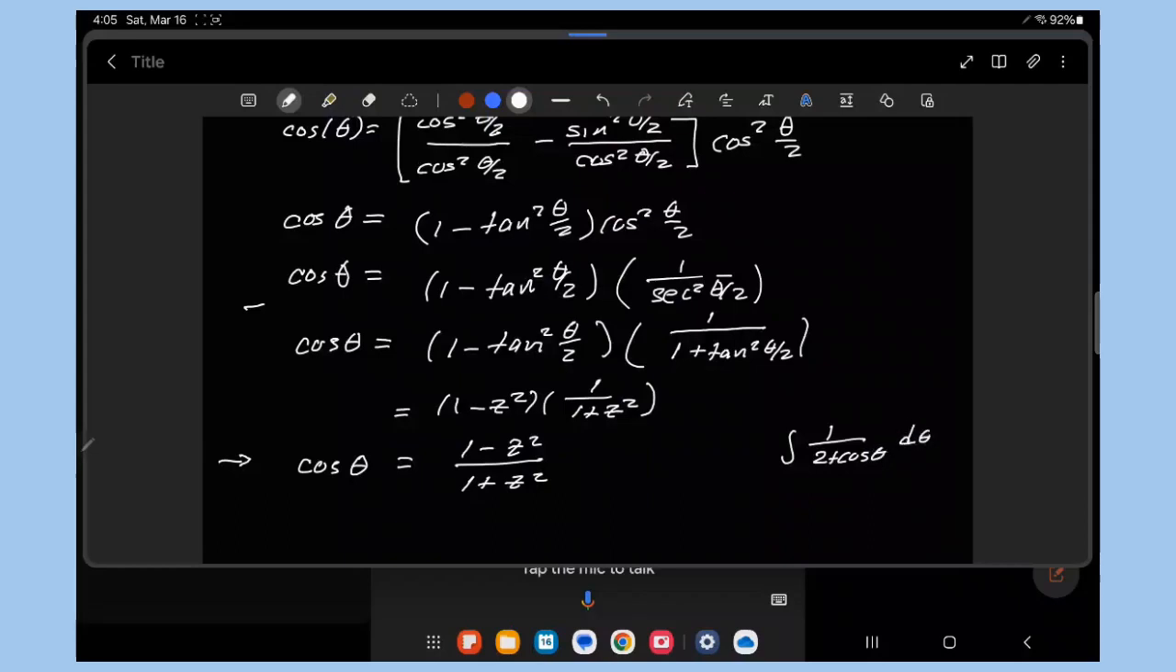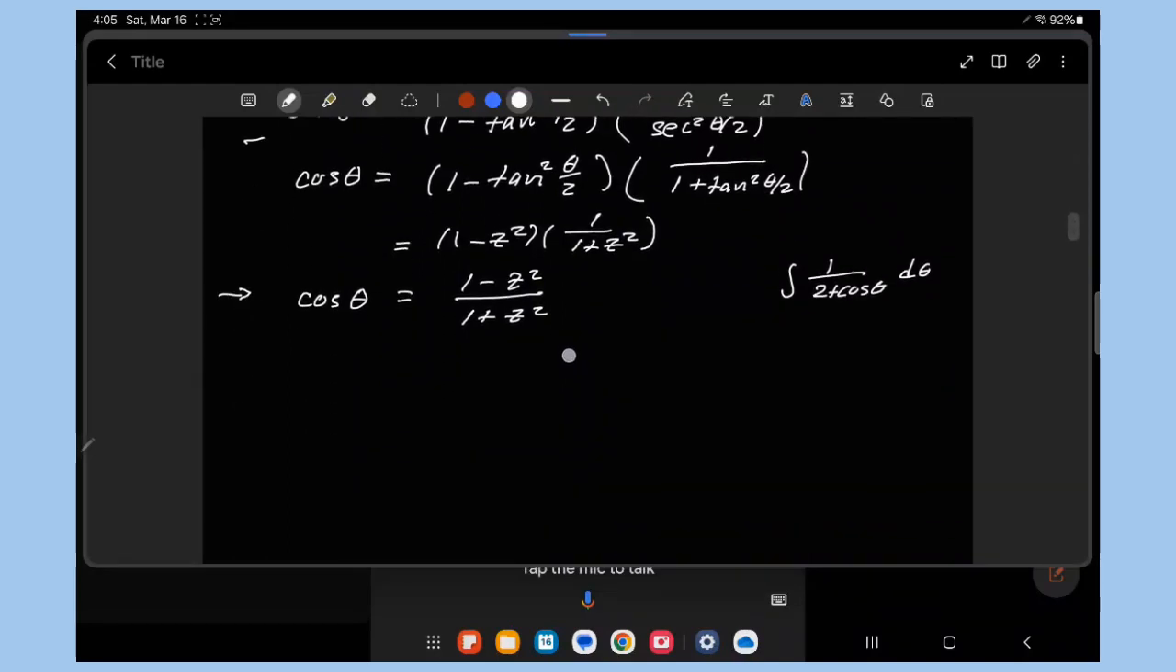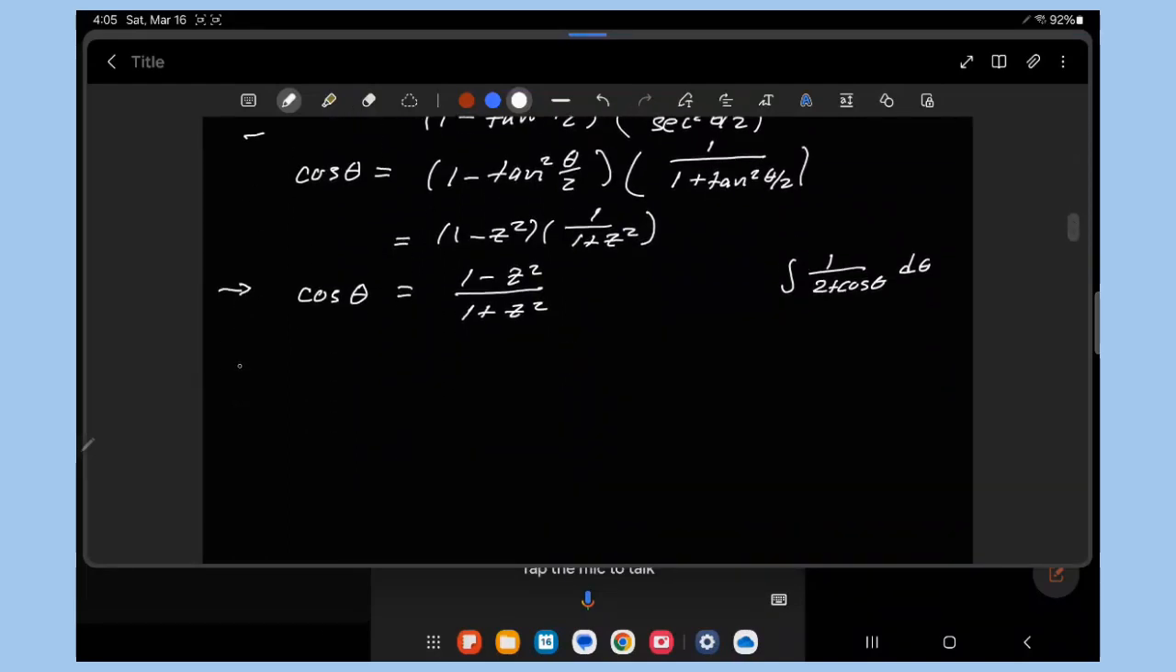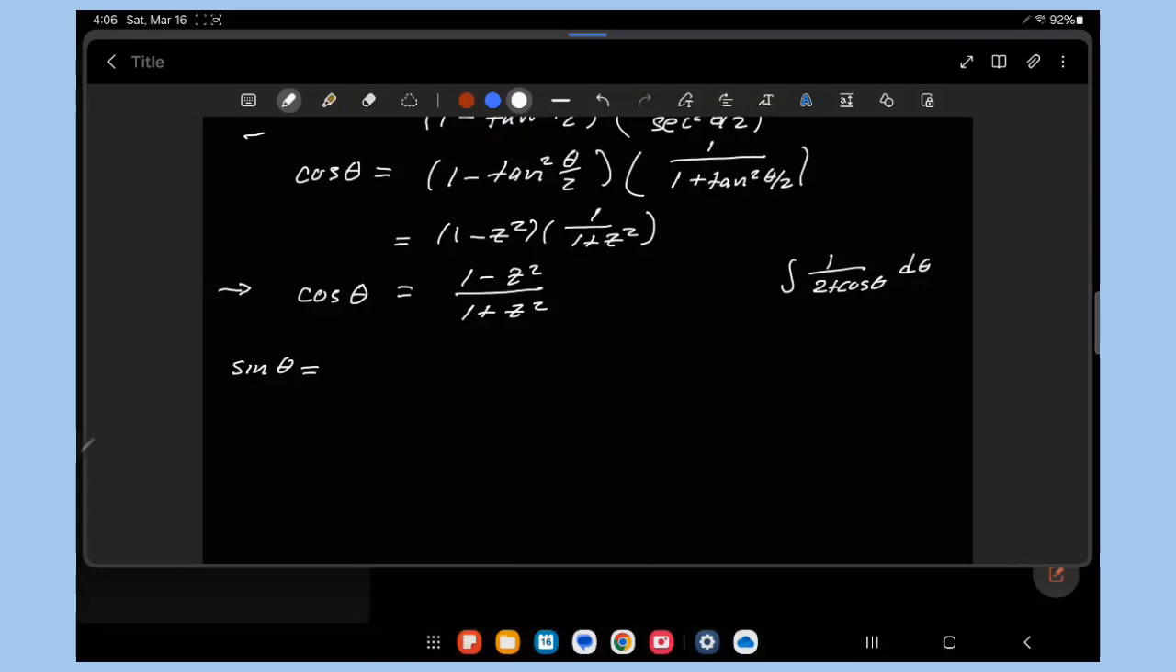Now, what about the sine of theta? Let's see what we can do with that. So now we're going to look at the sine of theta. We want to get this also in terms of z. So let's write this as the sine of 2 times theta over 2. We can use also, instead of this, just the sine of theta over 2 plus theta over 2 to get sine of 2 times theta over 2.